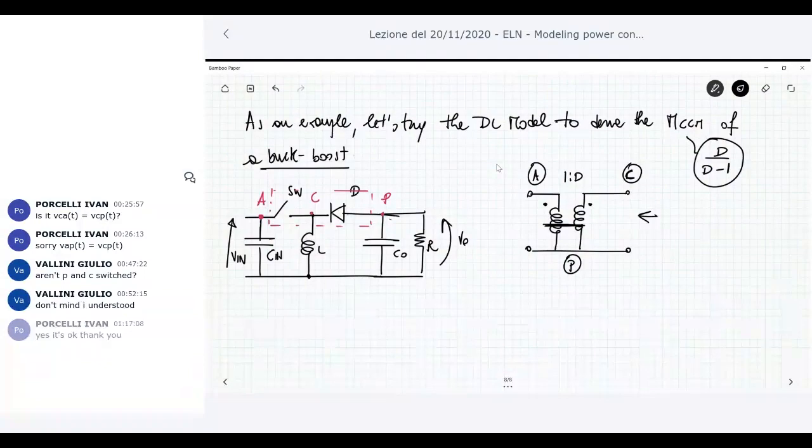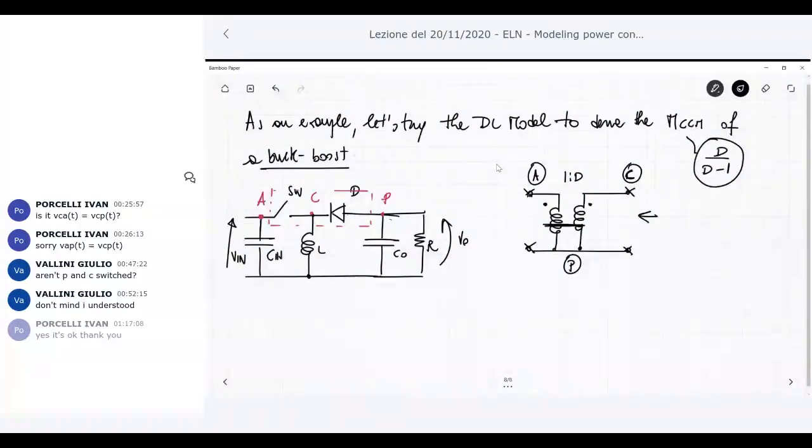Let me draw these circuits. This is the part that requires higher attention, because you have to connect correctly to the different nodes of the circuits in order to avoid mistakes. Okay, so the node A here is connected to the primary side of this transformer.